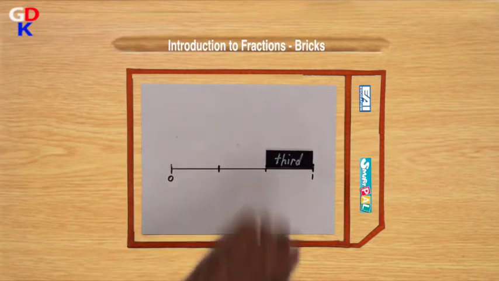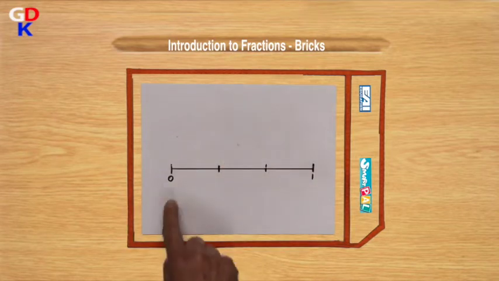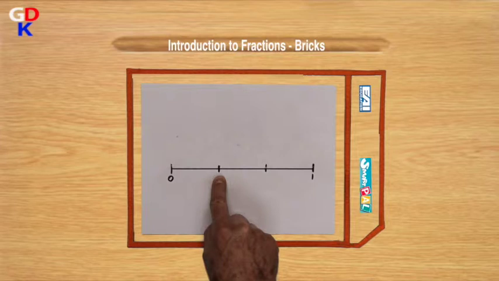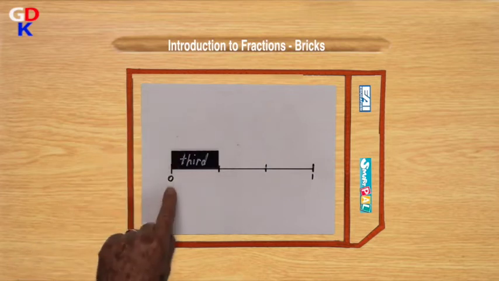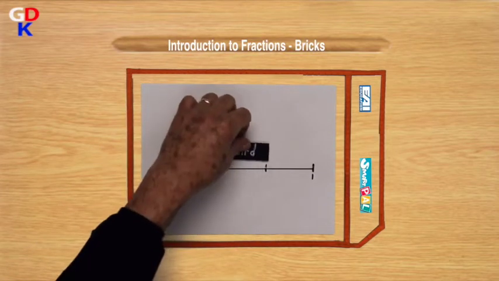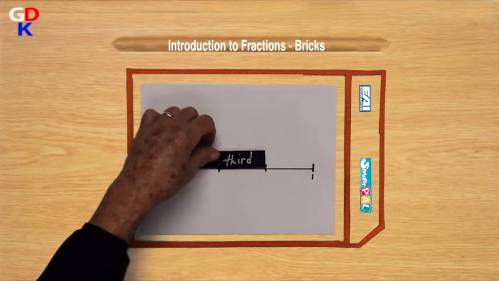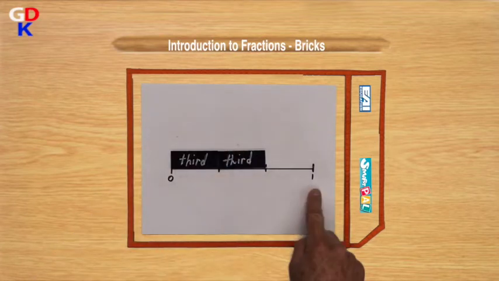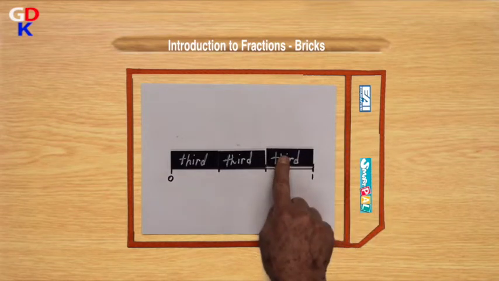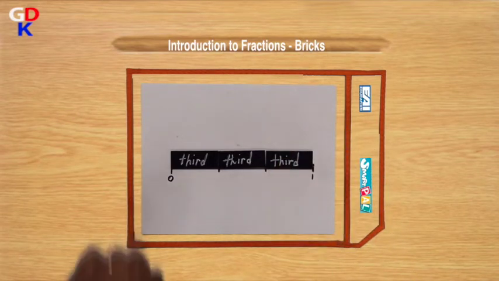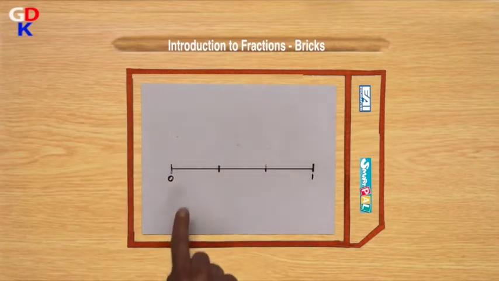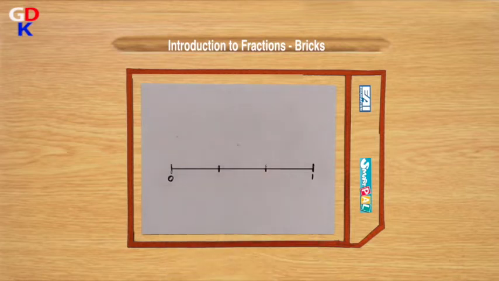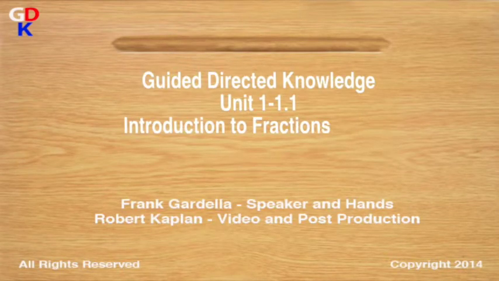So in placing thirds on the number line, from 0 to this first mark is 1/3. We can show that. From 0 to the second mark is 2/3. And finally, from 0 to 1, or the third mark, is 3/3. And if you will notice, when we do that, the number line now is broken into 1, 2, 3 equal parts. Each of those is 1/3.